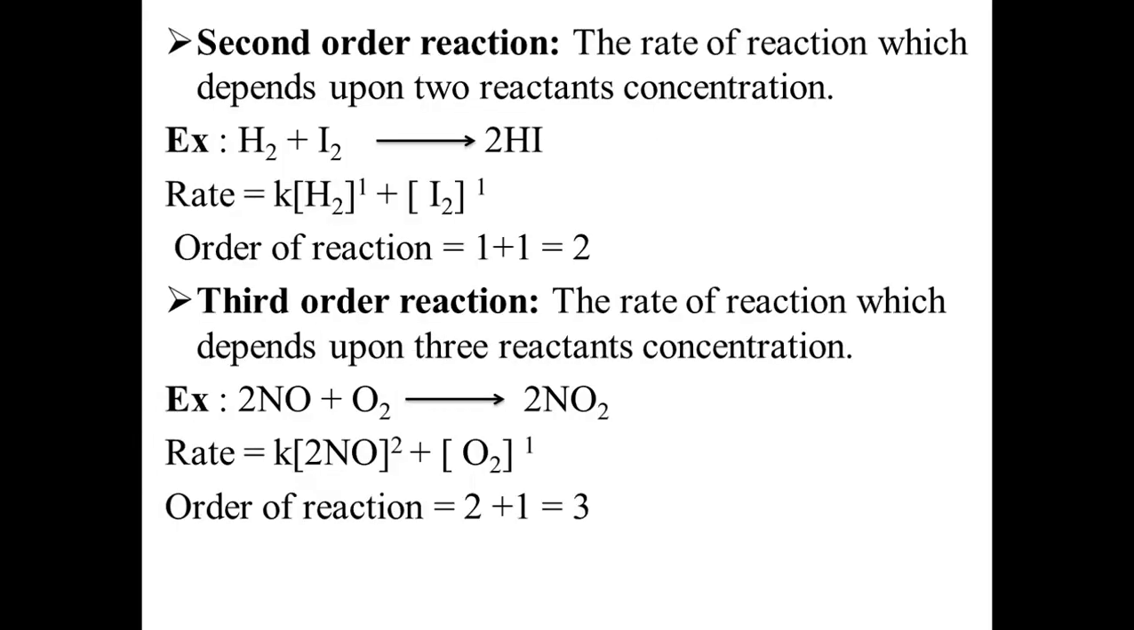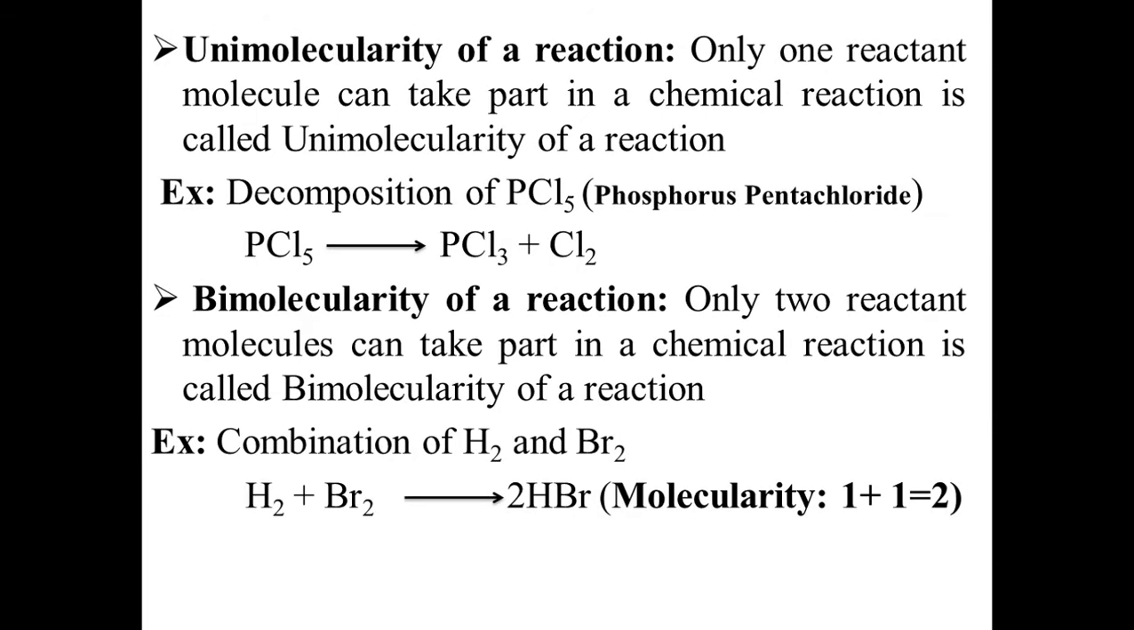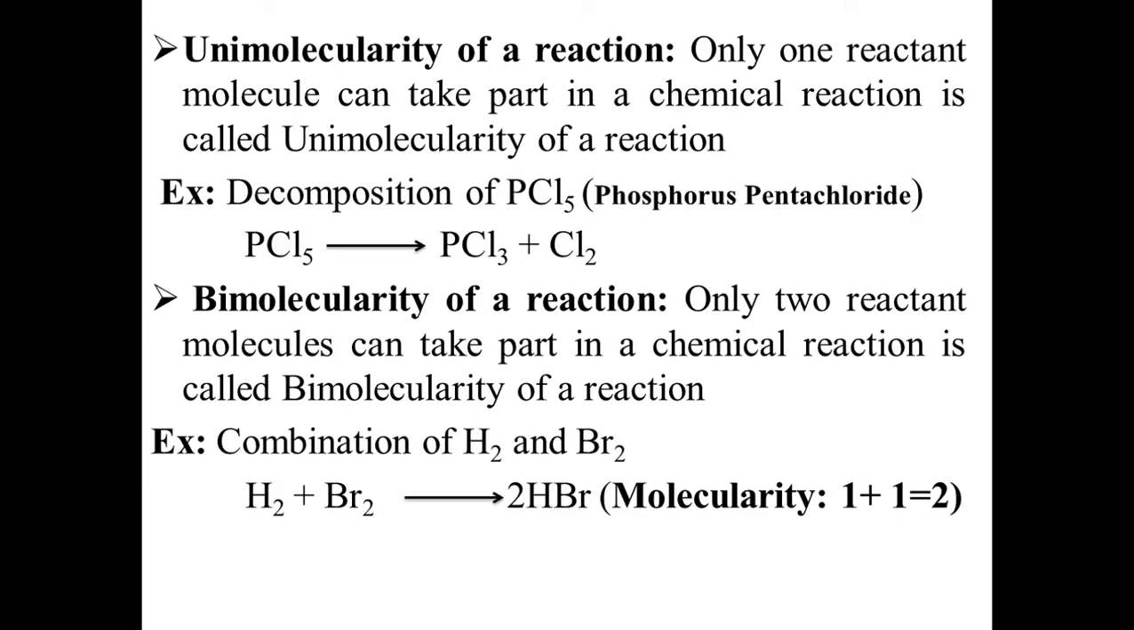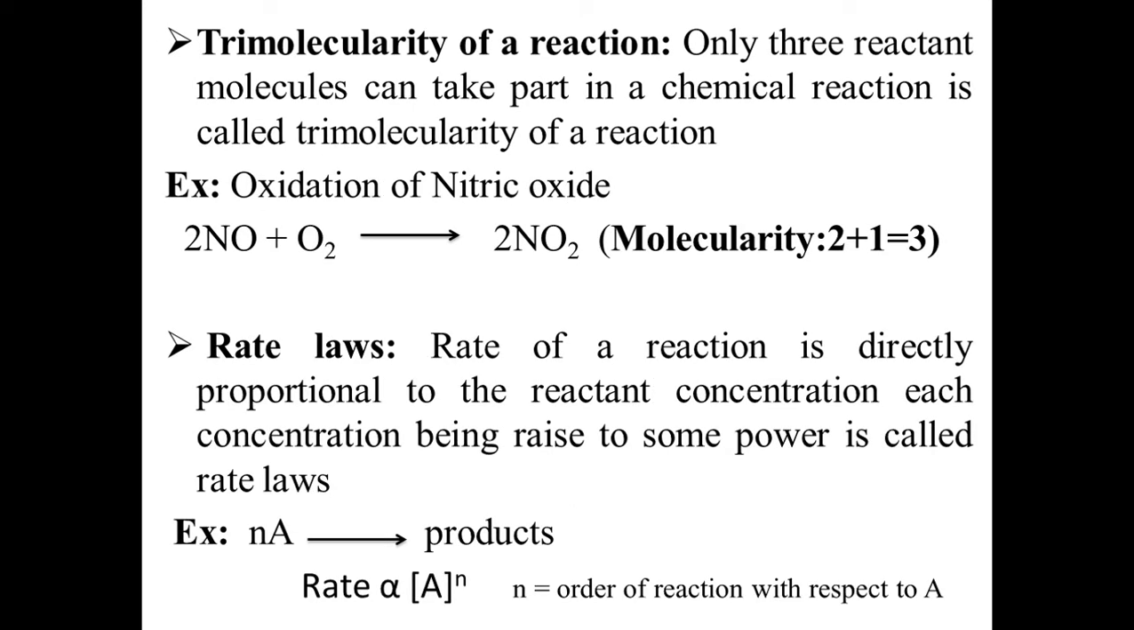In the previous video, we studied types of molecularity of a reaction. There are three types of molecularity of a reaction. First one is unimolecularity of a reaction, bimolecularity of a reaction and trimolecularity of a reaction. In that, we studied definition of unimolecularity of a reaction with example, definition of bimolecularity of a reaction with example, and trimolecularity of a reaction with example. These are the three types of molecularity of a reaction.